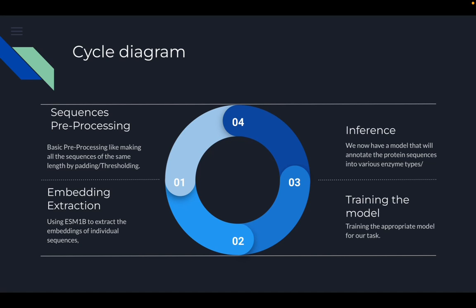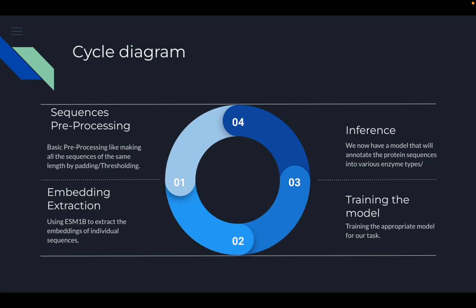After the pre-processing, we have the embedding extraction. We use the same embedder that I described earlier, ESM1B, to extract embeddings for individual sequences. Then we train a model on top of them. The model trained for around 2 to 3 hours on Google Cloud Platform's AI Notebook service with 64 gigs of RAM. I used scikit-learn, so I couldn't use a GPU. It took around 3 to 4 hours.